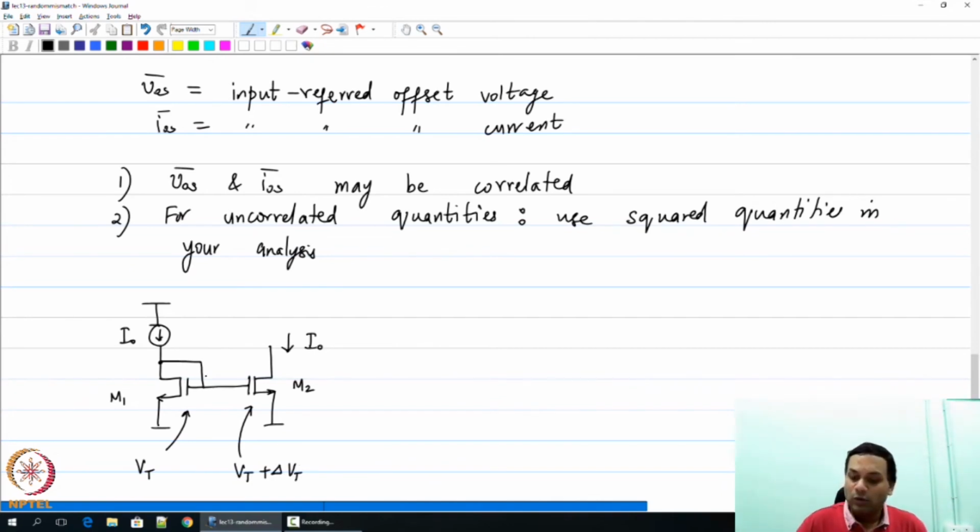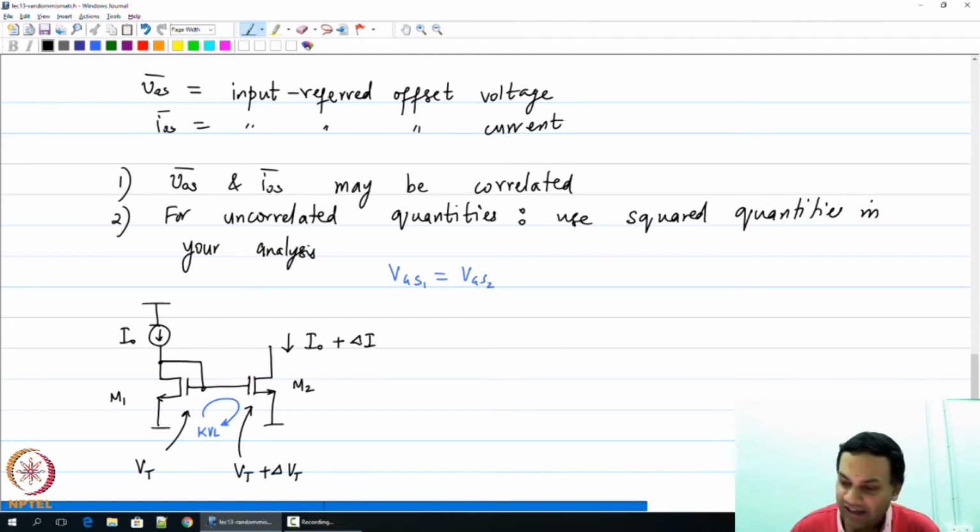Now the minute I do this, the first thing I know is that both the devices have the same gate source voltages purely by applying KVL around this loop. So what I know is VGS1 is the same as VGS2. But now because the threshold voltages are different, there will be a mismatch in the output current. So I'll now say that the output current is some I naught plus delta I. I need to find out the distribution of delta I in terms of the distribution of delta Vt. If you do that for this particular circuit, your job is done.